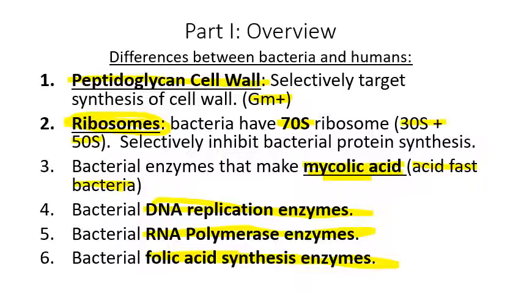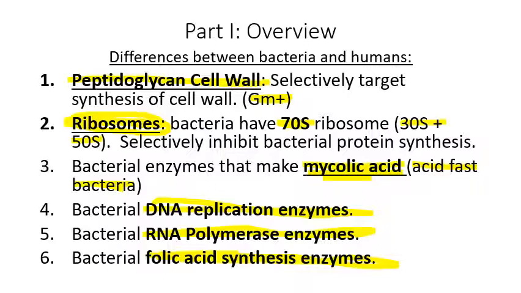So there are some enzymes that make folic acid in bacteria, and there's some antibiotics that will inhibit those enzymes, thus preventing the bacteria from making folic acid. And therefore, this is also a broad spectrum antibiotic because all bacteria need folic acid.